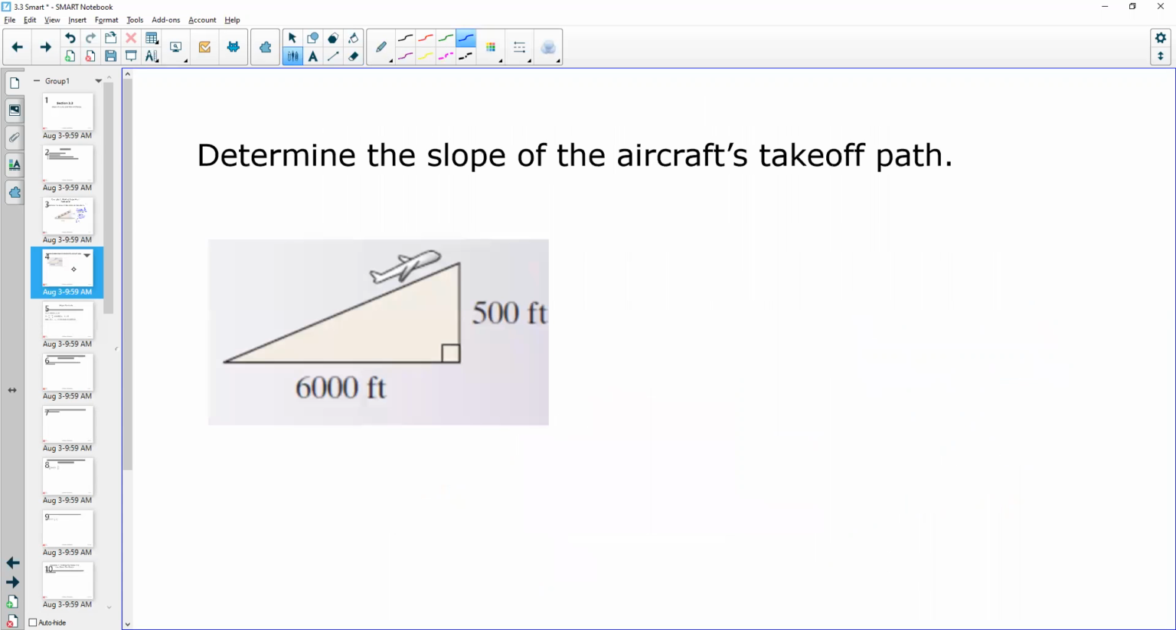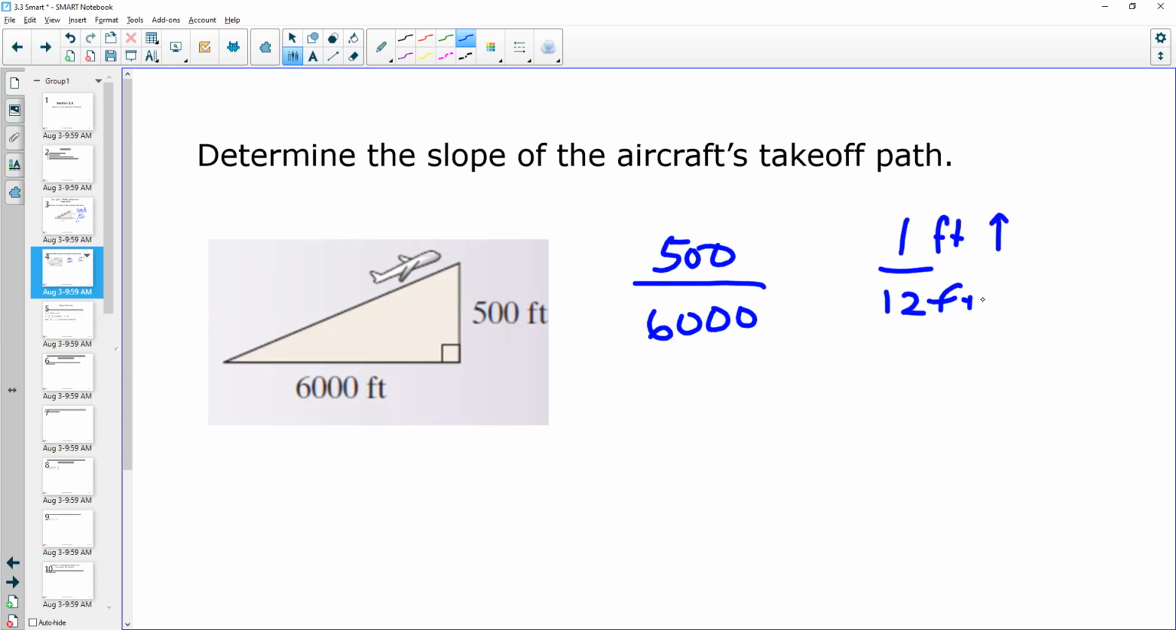We can think about it the same way with an airplane. It goes up 500 feet for every 6,000 feet it goes across the ground. If we simplify that down, it simplifies to 1 over 12. So it goes 1 foot up for every 12 feet to the right. That's all. This is slope.